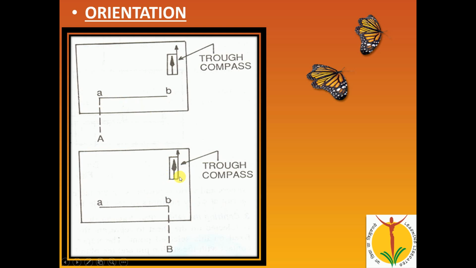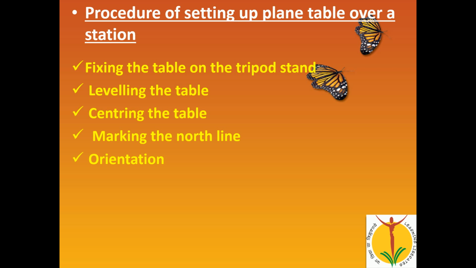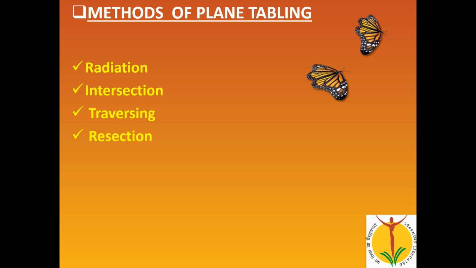So, the procedure of setting the plane table over the station. There are various stages in how you set the plane table. First is fixing the table on the tripod stand, then leveling the table, centering the table, marking the north line, and the orientation. These are the various procedures to set out the table. Now, the methods of plane tabling. There are various methods of plane tabling that we have to know. The first method is radiation, second is intersection, third is traversing, and last is the resection method. One by one we are going to see what these methods are.